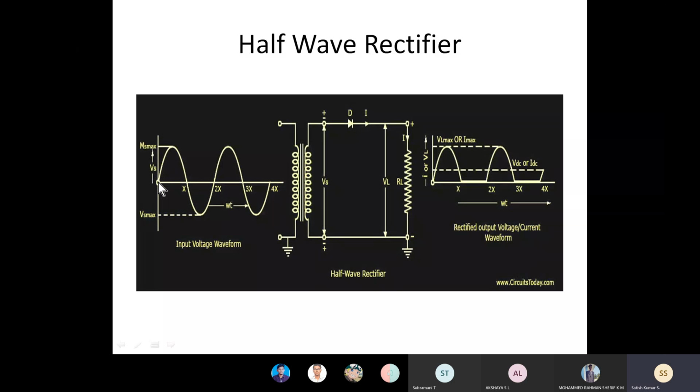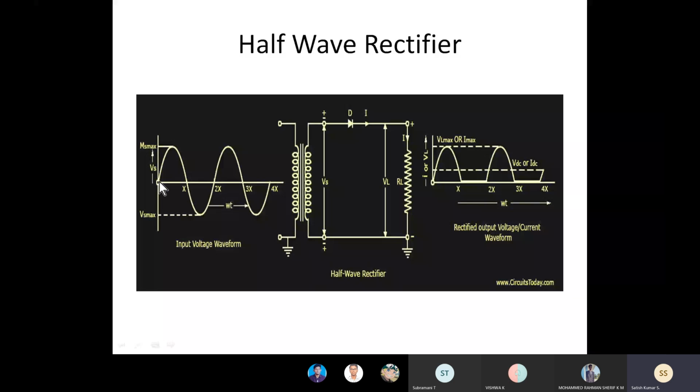Here, please look at the waveform. The positive peak we call the peak value, Vs maximum. The negative peak we take as minus Vs maximum. This is Vs, which is nothing but the applied voltage. Vs is the supply voltage, and this kind of supply voltage we are going to give to a transformer.